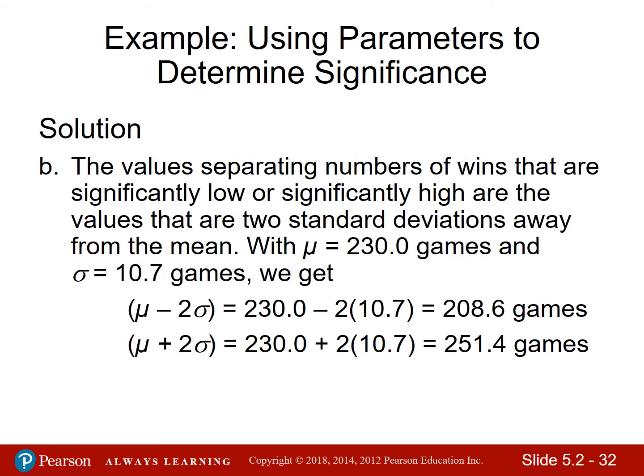The values separating the number of wins that are significantly low or significantly high are the values that are two standard deviations away from the mean, right? Mean equals 230 games and standard deviation 10.7 games, we get here. This is the range here. Any game count that's not within this range is significantly high or low, depending on what side it is on.